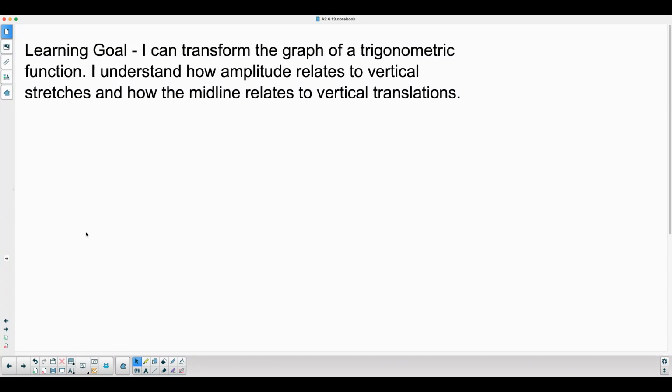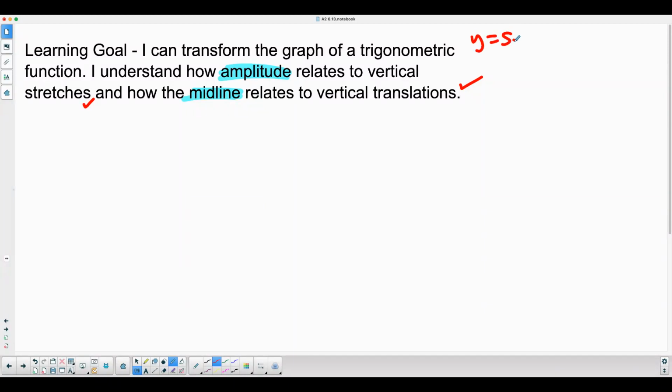I understand how amplitude relates to vertical stretches and how the midline relates to vertical translations. So the key words there are going to be amplitude and midline. Those are new words. You probably don't know what those mean, but some of them you do, like vertical stretch. You should know what a vertical stretch is, and a vertical translation, and you should know what the graph of a basic trig function looks like.